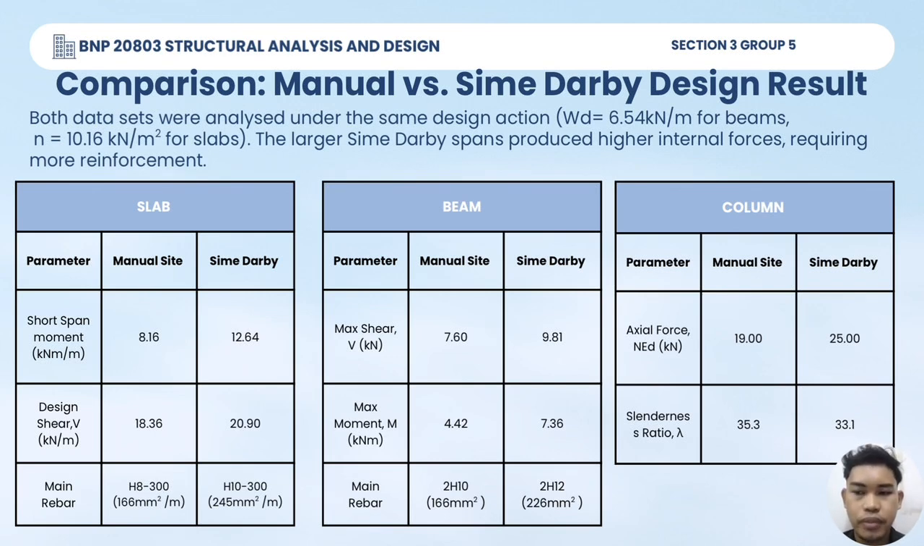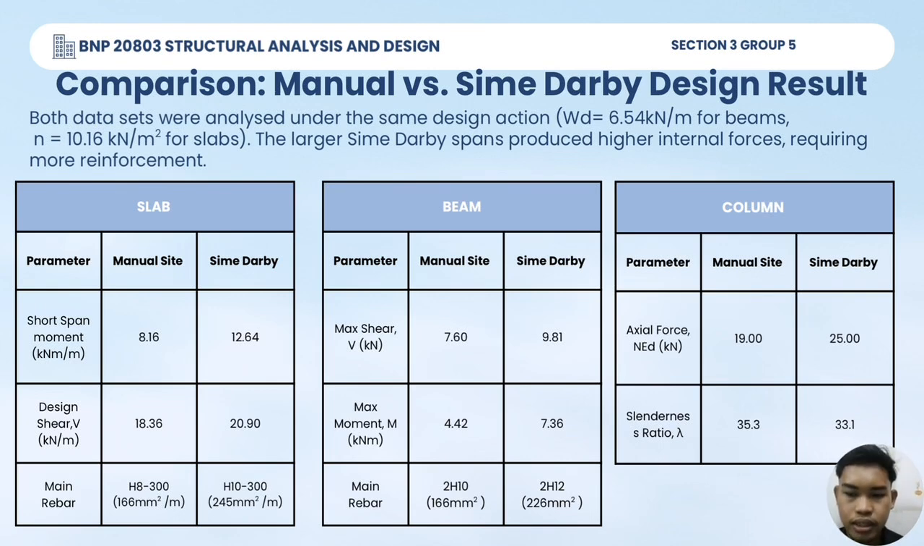The first one is for the slab. For the per meter short span moment, in kN per meter, the manual side by calculation gives 8.16 kN per meter, but the standard B is 12.64 kN per meter. Next, for the design shear V, the manual side is 18.36 kN per meter, but the standard B is 20.90 kN per meter.